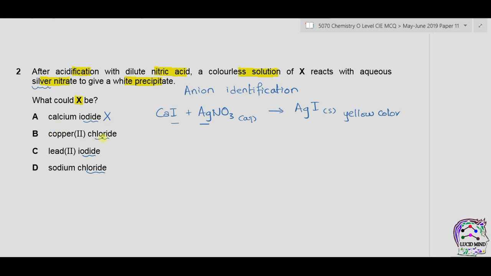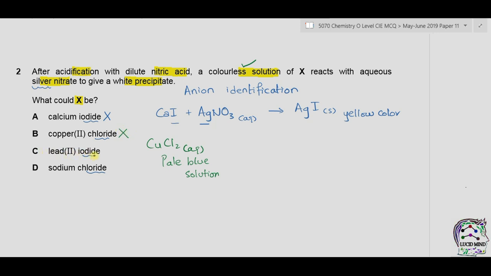B is copper 2 chloride. Now copper chloride solution is actually pale blue in color, while in the question they had given that the solution of X is colorless. So it means it is not copper chloride. So B is also incorrect.